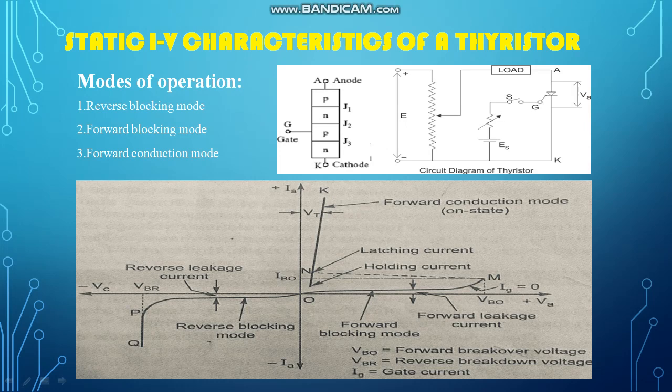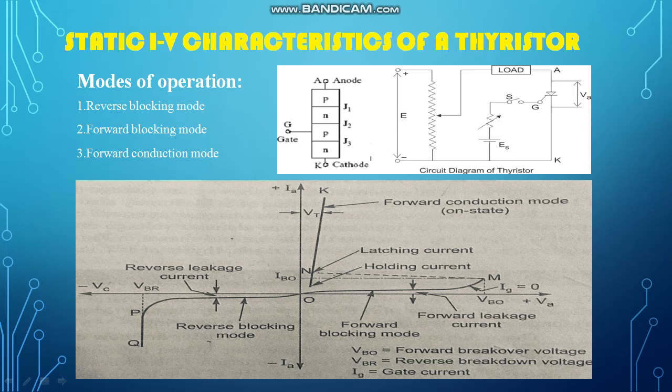See here in this diagram, when K is positive with respect to A, then this NP junction will be reverse biased. Only this PN junction is forward biased. So the thyristor will not conduct. Though you go on increasing the voltage in the reverse direction, it will not conduct. There will be a very small current, which is called the reverse leakage current. And the mode is called the reverse blocking mode.